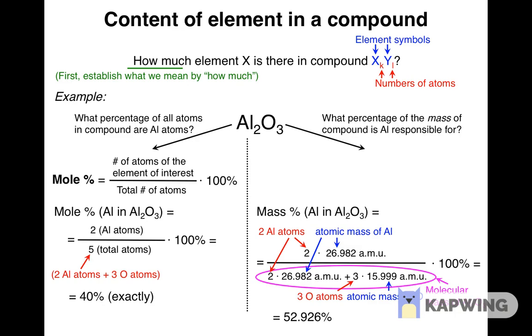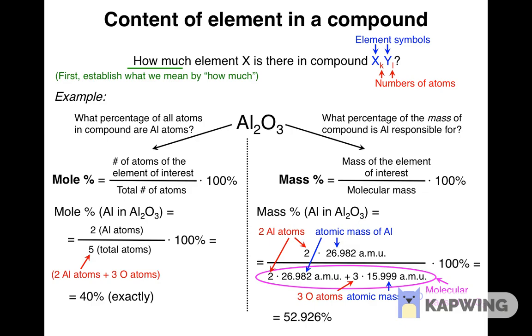Try calculating yourself the total mass of aluminum atoms in 1 mole of aluminum oxide. The percentage of the total mass of a chemical compound that atoms of one element are responsible for is called the mass percent for that element in that compound.